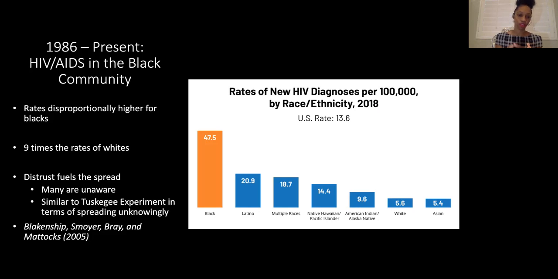So this is kind of similar to the Tuskegee experiment in terms of spreading things unknowingly. If you have it, but you don't know it, then you're going to infect your community. But you might know it if you trusted the healthcare professionals, but you won't go because you don't. So just similar to the Tuskegee experiment, where men thought they were being treated for syphilis and they were not, they unknowingly spread it to their wives who had children, and effects just kind of domino effect from there.